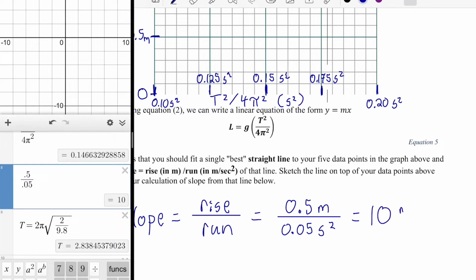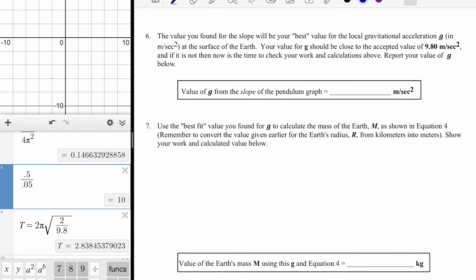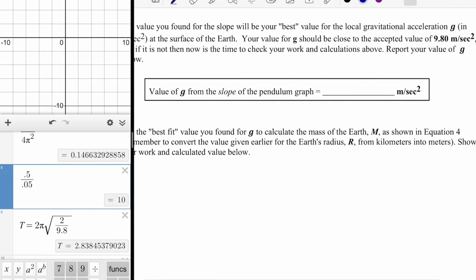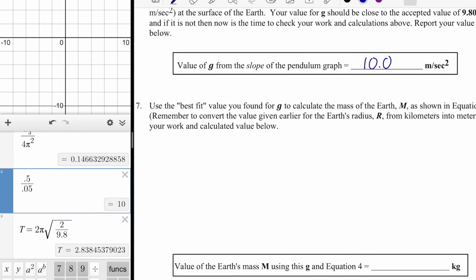I'm not trying to make my made up measurements match the theory, although I suppose I am. You should get pretty good data. Your data should definitely be much closer to 10 than it is to 1, and honestly, closer to 10 than 5. So if your data gives you 4 meters per second squared, that also tells you something went wrong. So then we're going to go down and put that value. The value we got was precisely 10, so 10 meters per second squared.